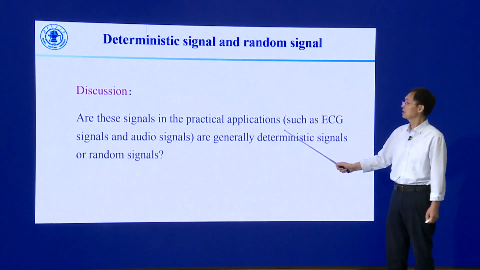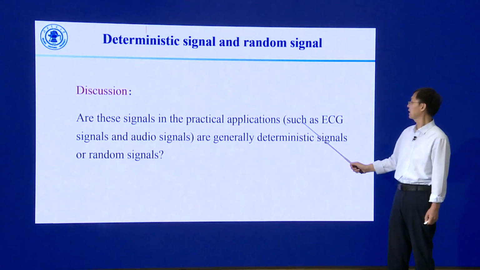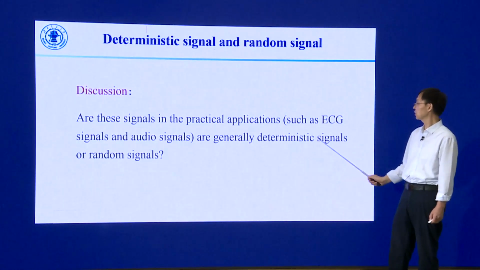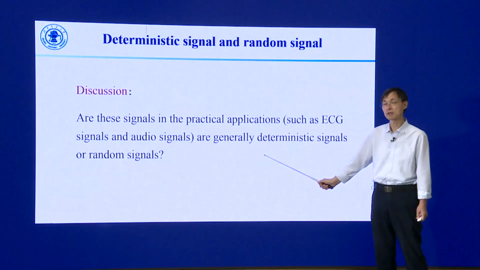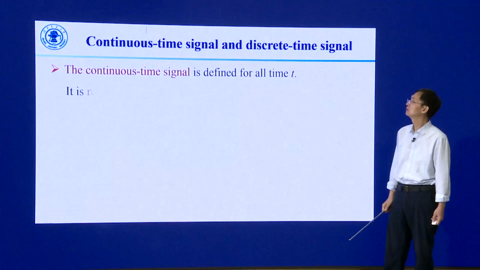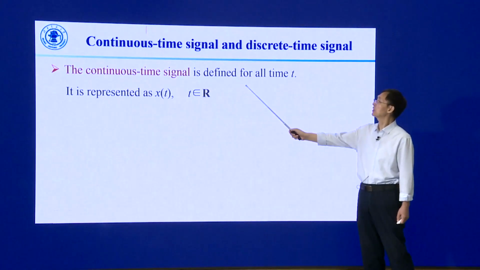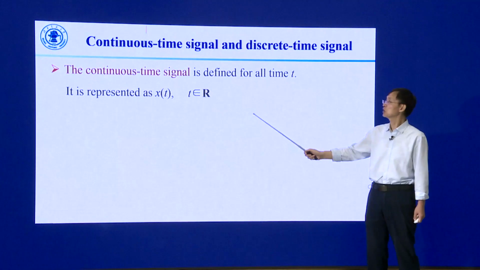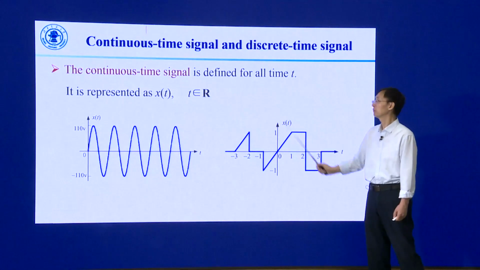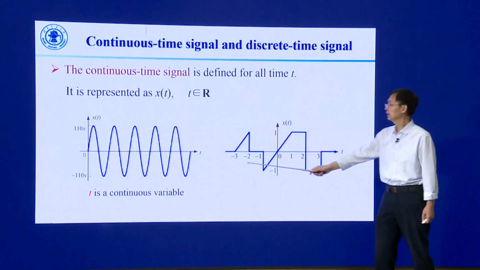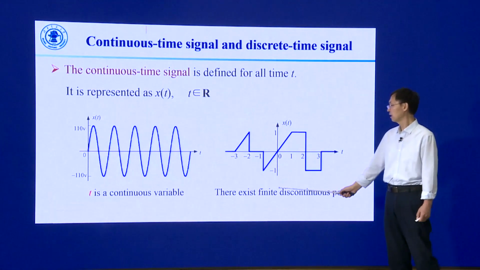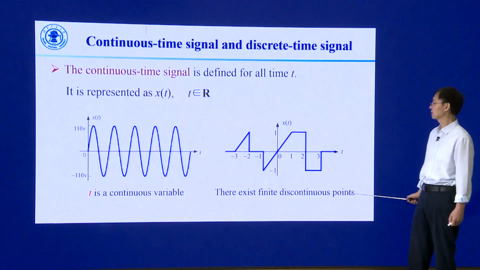Discussion. Are the signals in practical applications, such as ECG signals and audio signals, generally deterministic signals or random signals? Now we'll discuss the continuous time signal and discrete time signal. The continuous time signal is defined for all time t. It is represented as x of t. t can be any real number. t is a continuous variable, and there may exist finite discontinuous points.